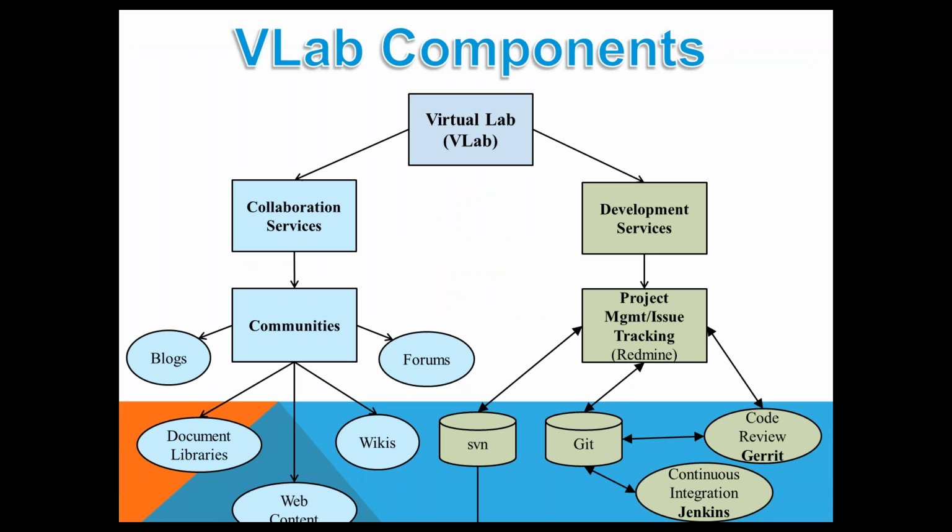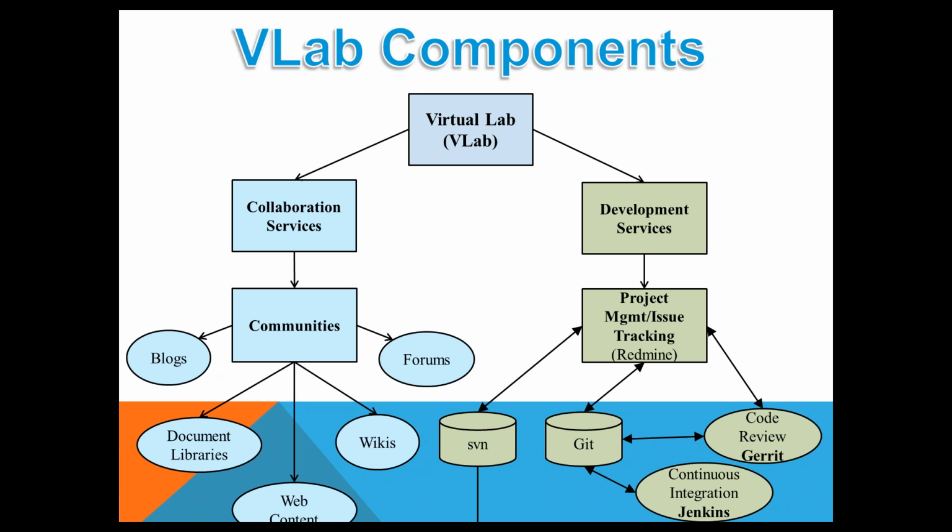So the virtual lab is really made up of two pieces. One we call collaboration services, as you see on the left, and on the right you can see what we call development services. These two different parts of the VLab are actually different applications as well. On the collaboration services side, we have Liferay as our open source application, and on the development services, we have a tool, among others, called Redmine. I'll be using development services and Redmine interchangeably. But those are the two halves.